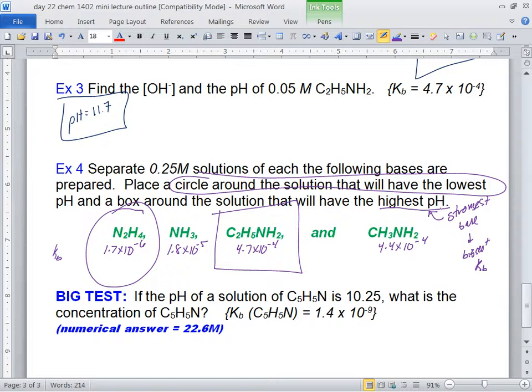I got almost, but my numbers are way off. Like I got that number, 2.6 times 10 to the negative 27. So where did I mess up? I don't know what I did. Okay, so I did pH. So I did the 10 to the negative 10.25.